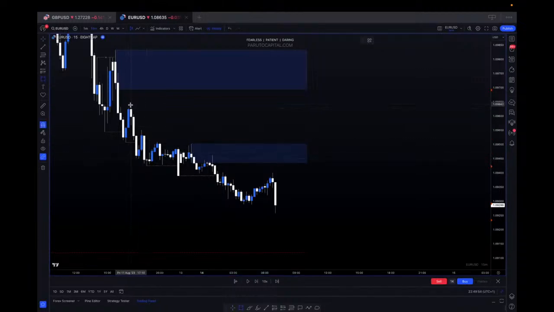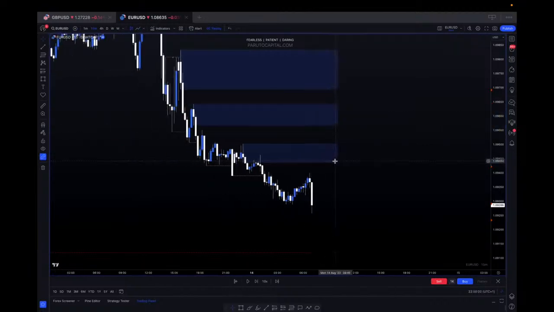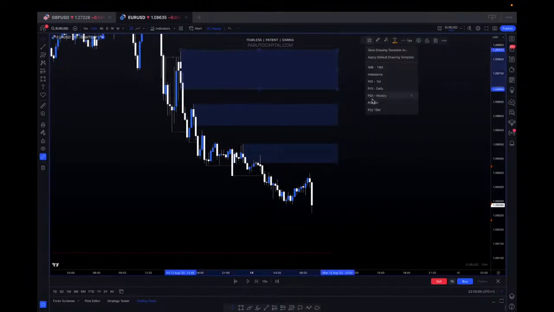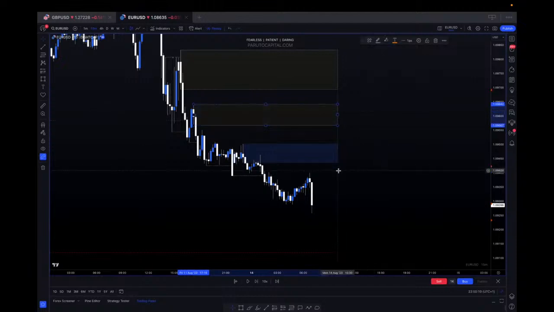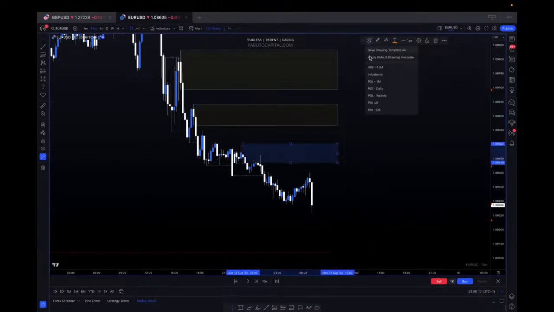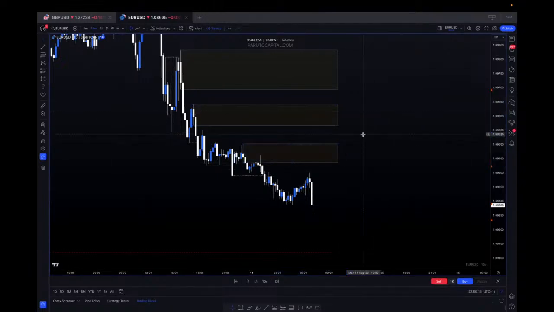Okay, but what would determine if we take a trade from these areas? Okay, we need to see certain things. So one, we need to see, for example, is it going to be, I think I changed this to, yeah, I changed the color of this guy, so that's now my 15 minutes POI color.